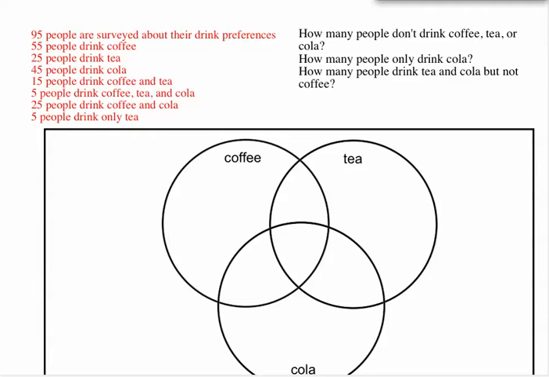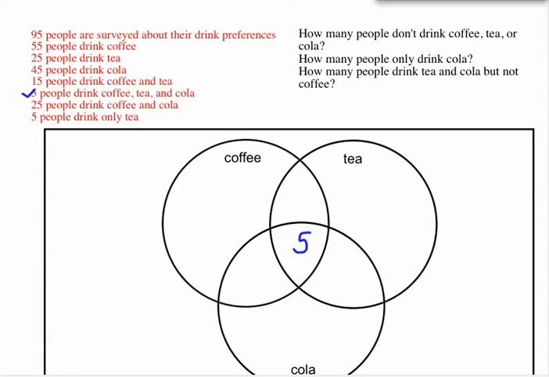So my hint from before was to start with the piece of information that has the most information in it. So I'm going to do this one. 5 people drink coffee, tea, and cola. So I'm looking for the overlap of all 3 circles. That's 5 people. And now I'm going to look for the pieces of information that had 3, coffee, tea, and cola. Now I'm going to look for one that has 2.